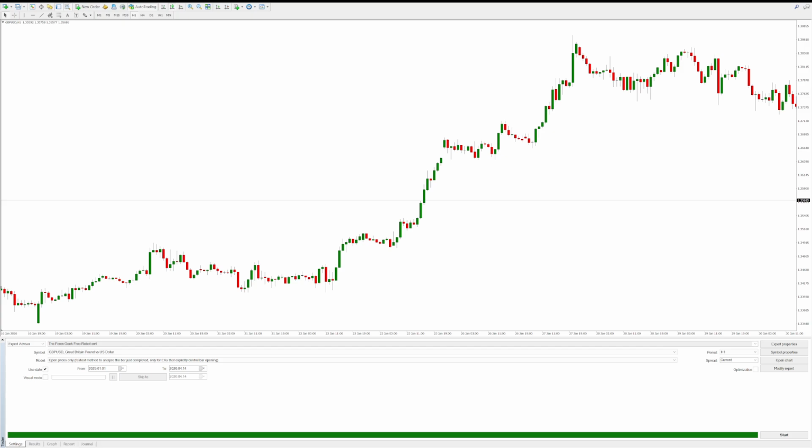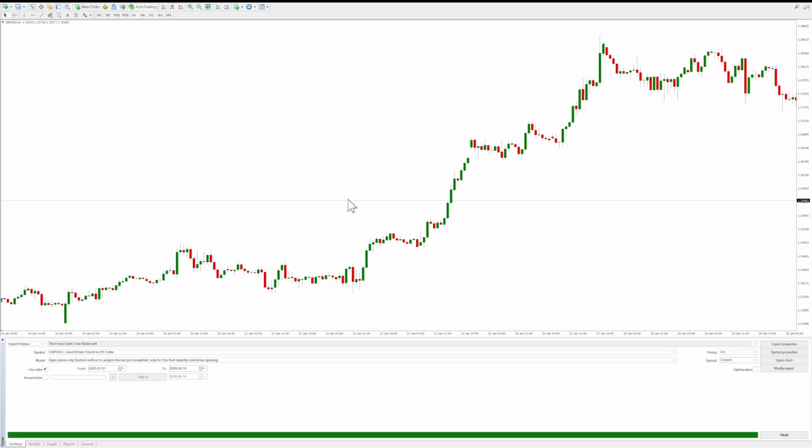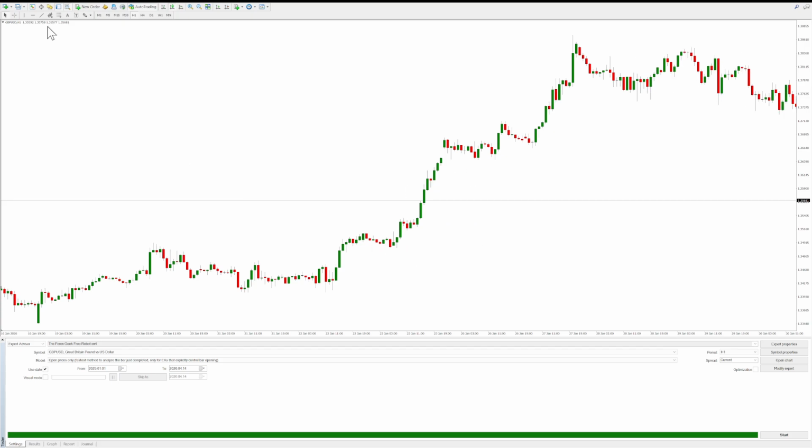So here I have the MT4 platform. Strategy tester window is open with the pound dollar selected. You can actually use this on any trading instrument, so forex, stocks, cryptos, commodities, etc. Okay, and then your chart time frame. I've got a 1 hour pound dollar chart here. Okay, you can see there's a nice uptrend.